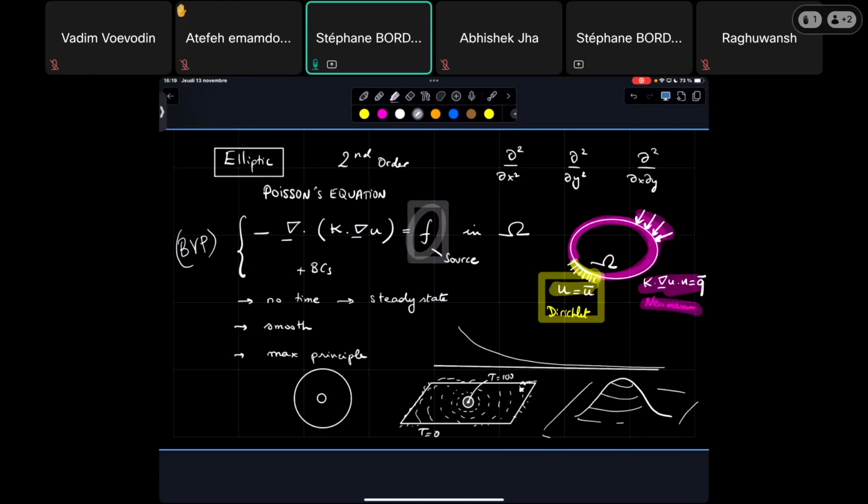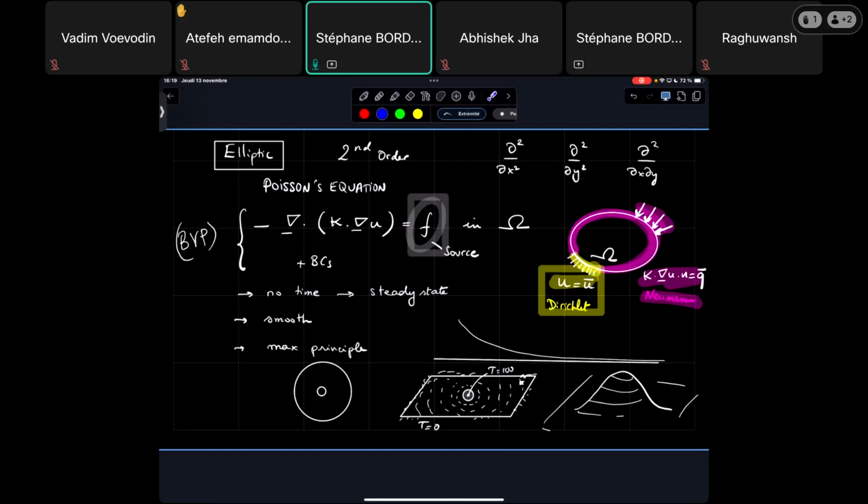So Laplace would be the same thing, except you just have 0 here. So this is a homogeneous version of the Poisson equation. In other words, there is no source, no sink in the Laplace equation. And the Laplace equation is super nice. It has hugely interesting properties. The maximum principle is very easy to solve.